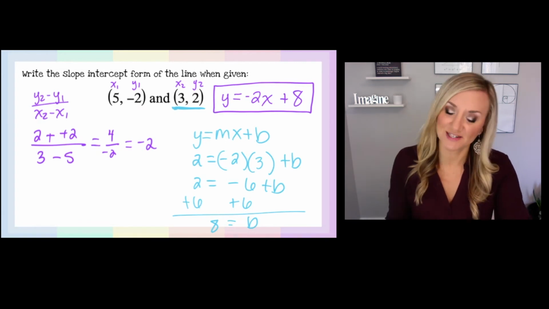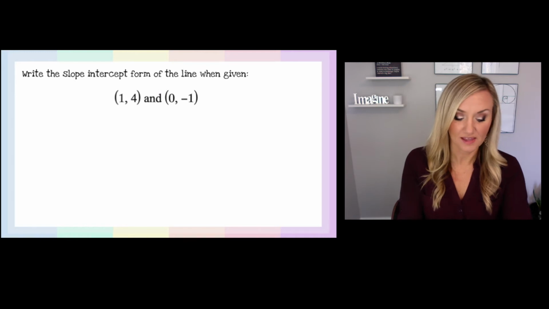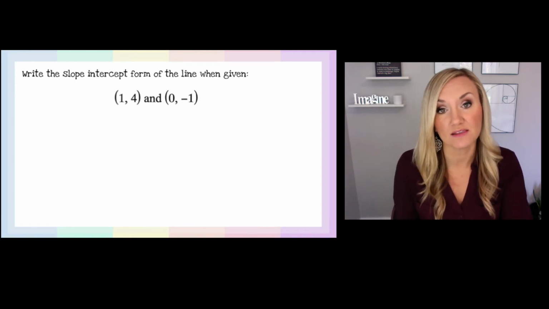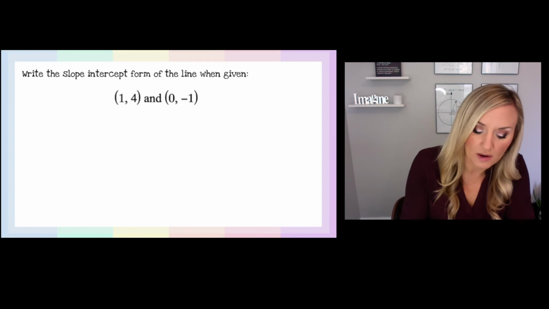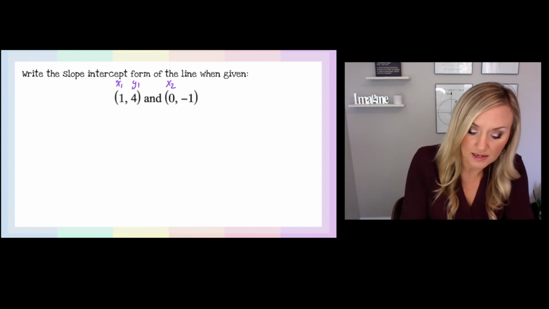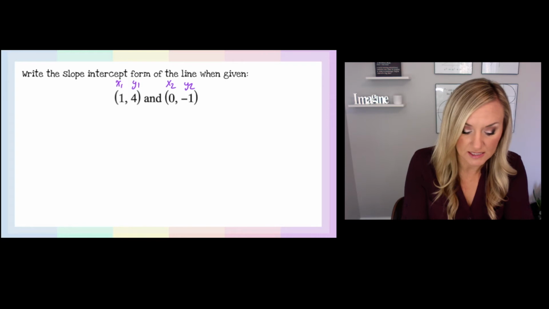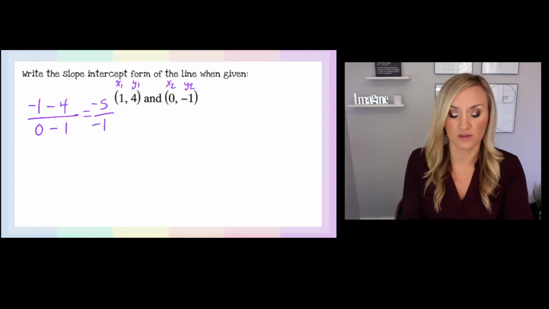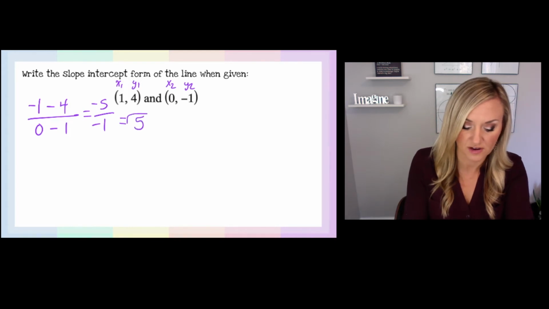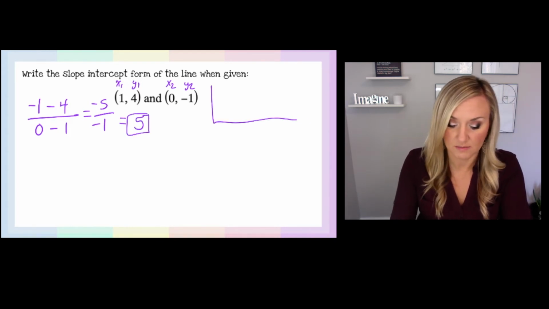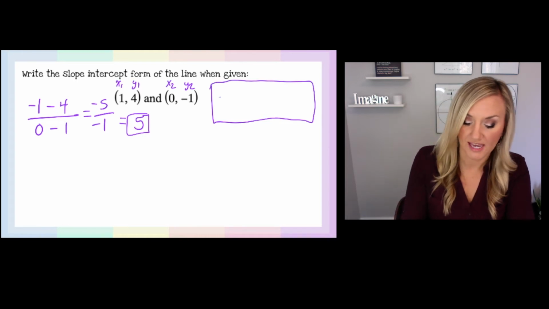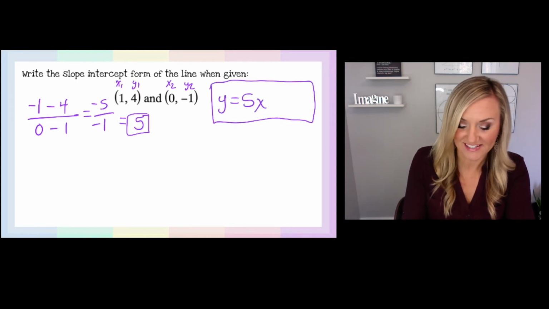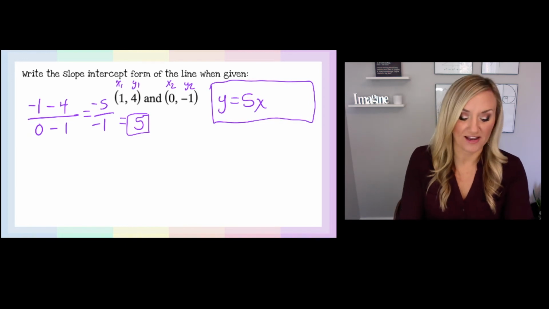All right, so let's go ahead and do it again. Step number 1, let's find the slope between those 2 points. So I have x1, y1, x2, y2, and it is -1 minus 4 over 0 minus 1. I have -5 over -1, so therefore my slope is +5. So off to the side, I'm going to draw my box, and I'm going to write y equals 5x. Now I want to find the y-intercept.